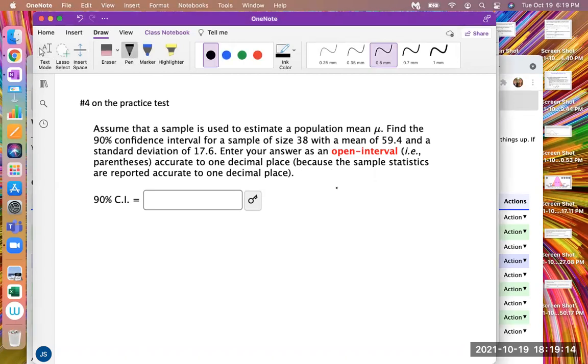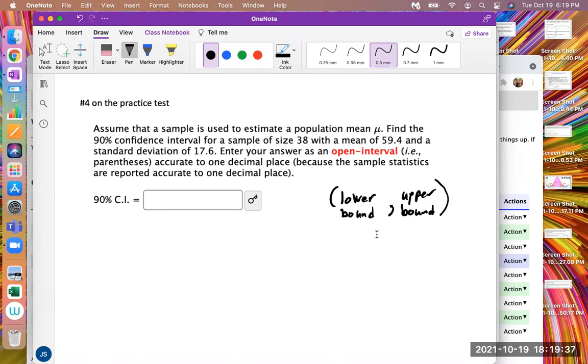That means that they want the lower bound, they want parenthesis, lower bound, comma, upper bound, in parentheses. Okay, so that's what that means.